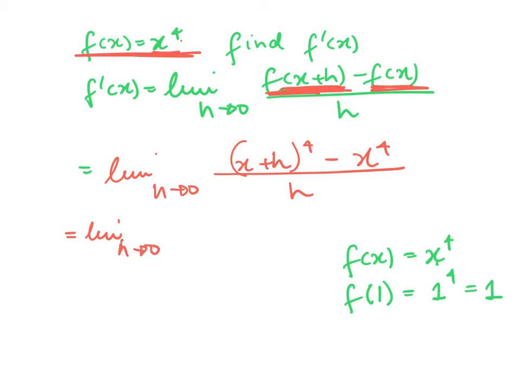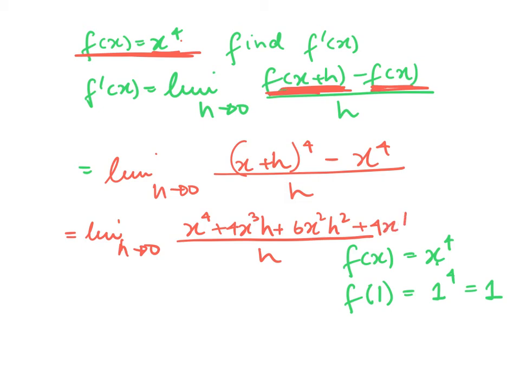Now this is equal to the limit as h approaches 0, and we're going to use binomial expansion. I'm not going to spend much time explaining how to expand, because I may record a video about binomial expansion. I'm just going to go with x to the power of 4 plus 4x to the power of 3 h plus 6x to the power of 2 h to the power of 2 plus 4x h to the power of 3 plus h to the power of 4. So that's our expansion, and then take away x to the power of 4.